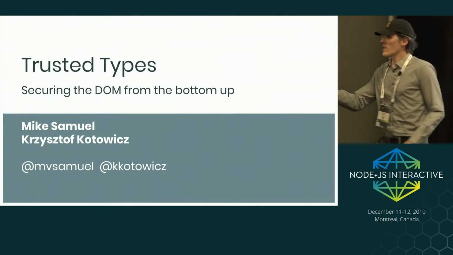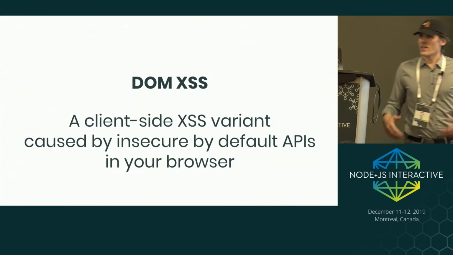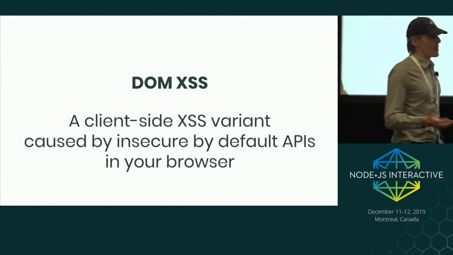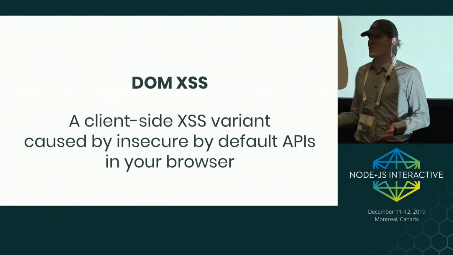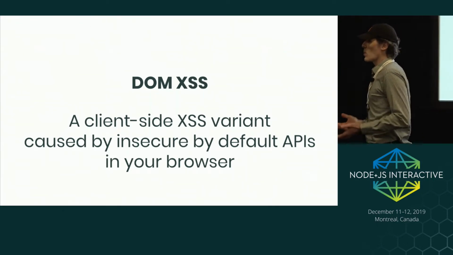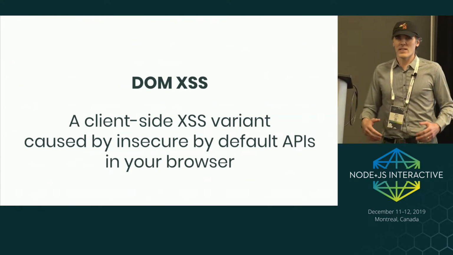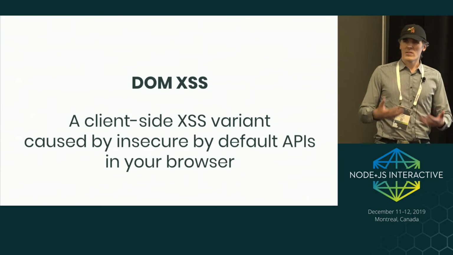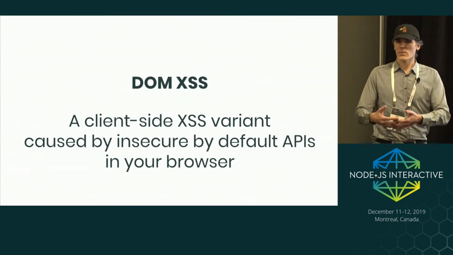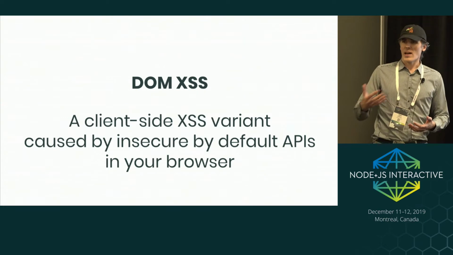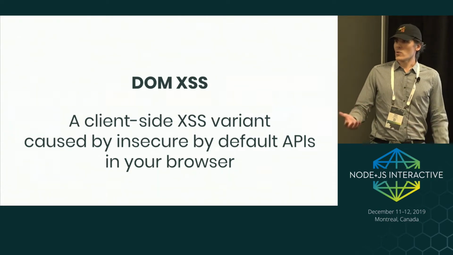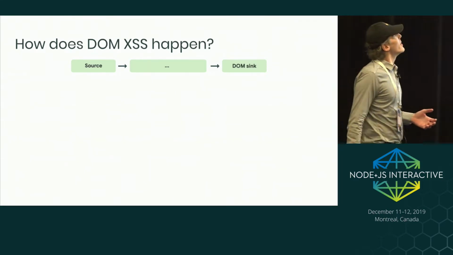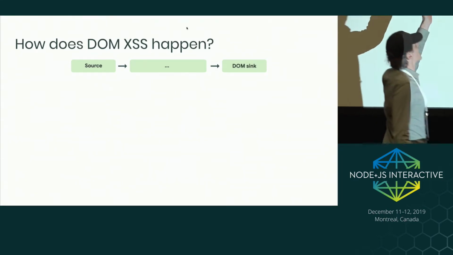And we're talking specifically about DOM XSS. If you're using a modern client-side web application framework, DOM XSS is probably one of your biggest security problems. It's a kind of XSS that happens because the APIs that the browser provides to JavaScript to let you dynamically change the page are insecure by default. And so what are the moving parts that are involved in DOM XSS?